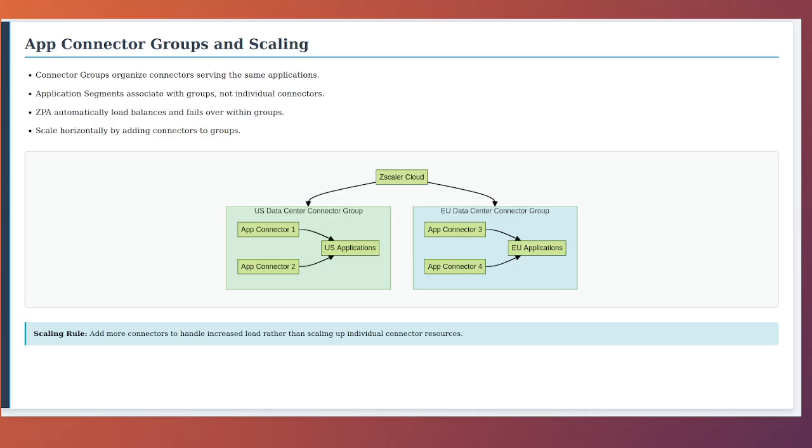The diagram illustrates a multi-site deployment architecture. The US Data Center Connector Group contains 2 app connectors that serve US applications. Similarly, the EU Data Center Connector Group has 2 connectors serving EU applications. The Zscaler Cloud routes user traffic to the appropriate group based on application configuration and user location. This design provides both high availability within each site and geographic optimization.